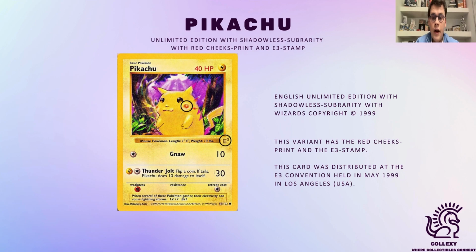The sixth variant is also a Pikachu, based on the English Unlimited edition with Shadowless Subrarity with Wizards of the Coast copyright of 1999, with the red cheeks print that is not first edition but that has the E3 stamp. This card was distributed at the E3 convention held in May 1999 in Los Angeles in the United States.